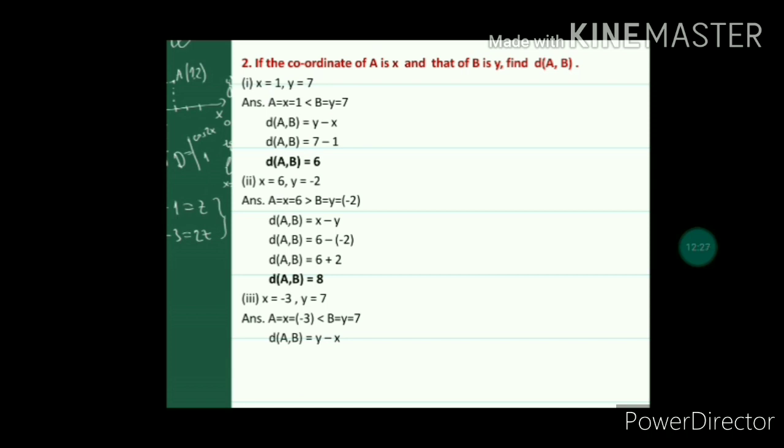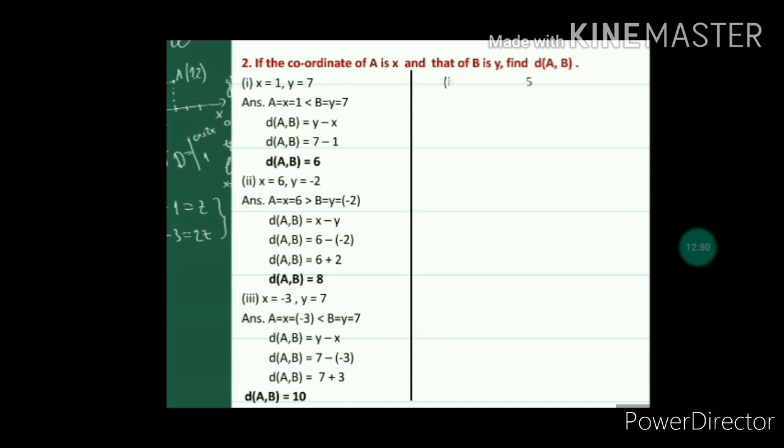Therefore distance of AB is equal to y minus x. Therefore distance of AB is equal to 7 minus in bracket minus 3 is equal to 7 plus 3. Therefore, distance of AB is equal to 10.